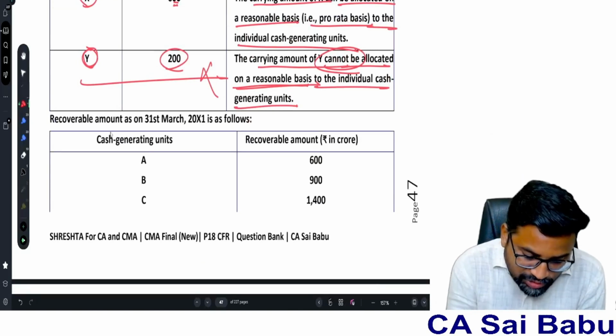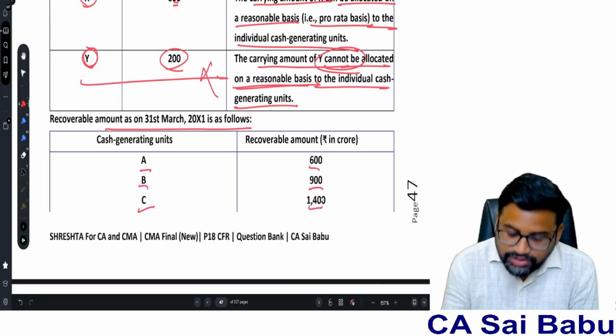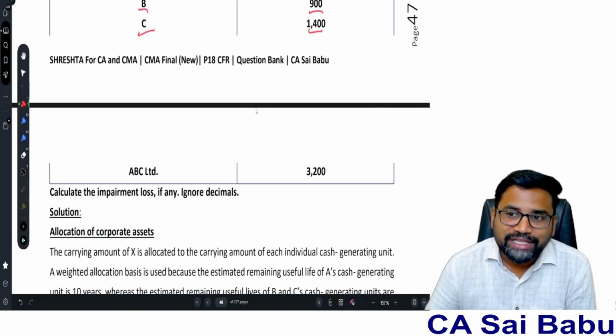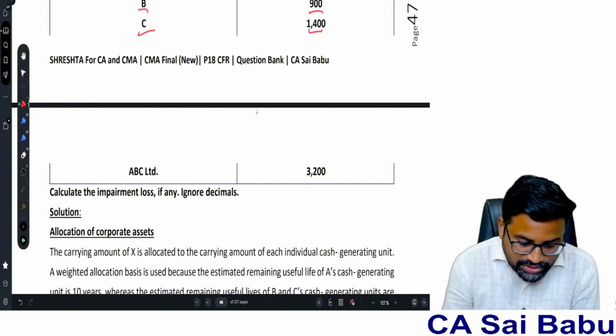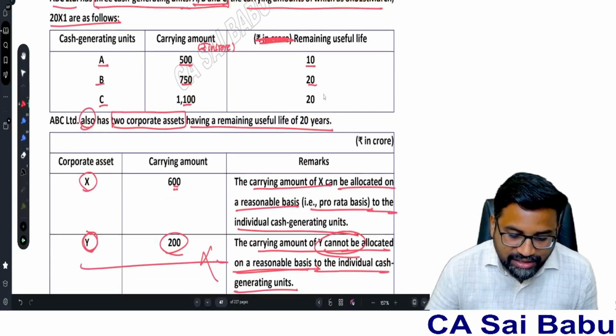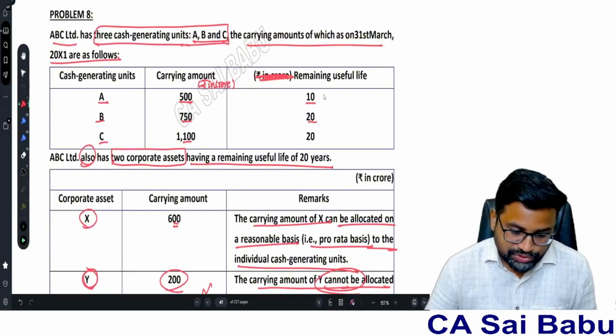And the recoverable value of each cash generating unit they have given for A, B, C. So once you know the carrying amount, you can compare it with the recoverable value. If the carrying amount is more than the recoverable value, there is an impairment loss. So calculate the impairment loss. Here, tell me how to calculate impairment loss. First take the carrying amount of the CGUs.